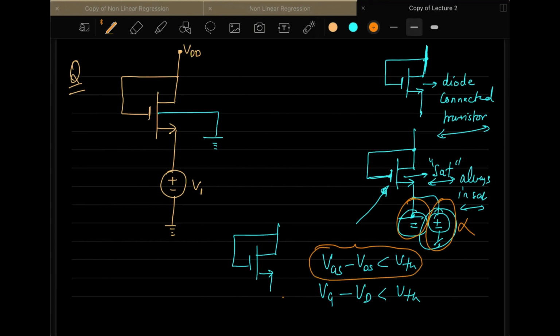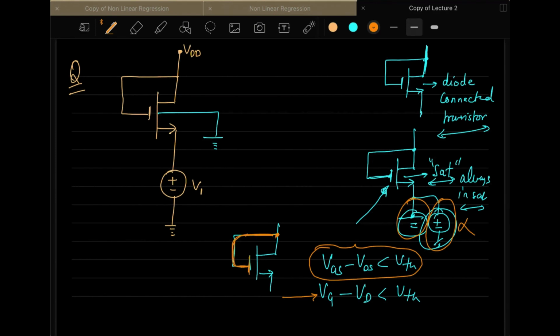So you have Vg minus Vd less than Vth. So what is Vg and Vd? When you connect the gate to the drain like this, then you know it's a short circuit. It's a wire of short circuit.